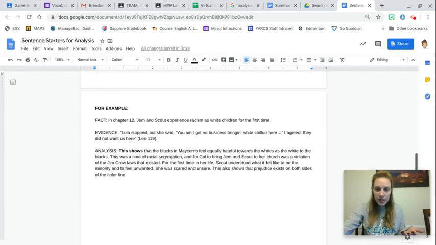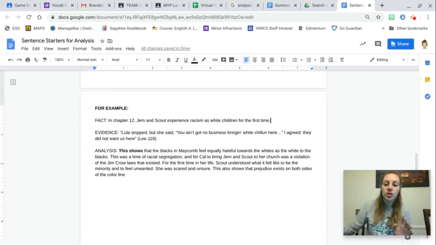Yesterday you read chapter 12, which was about Cal taking Jem and Scout to her church, which is an all-black church. The fact or the summary information from that chapter was that in chapter 12, Jem and Scout experience racism as white children for the first time. Remember, your prompt was about how racism and prejudice are present in the chapter. Some of you used your Google fingers and you went way far beyond chapter 12. That's not what I wanted. I wanted you to stick in chapter 12.